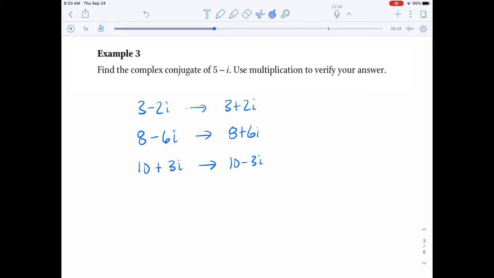The complex conjugate is a complex number that when multiplied by another complex number produces a value that is wholly real. So let's try out our example. If we have 5 minus i, the complex conjugate is equal to 5 plus i. Now let's use multiplication to see if it makes the product of these two complex numbers wholly real.